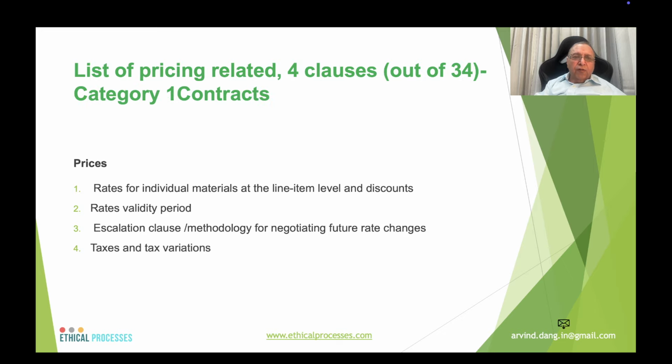Pricing related clauses, 4 numbers. What the negotiating team must negotiate are rates for individual materials at the line item level and discounts, rate validity periods, escalation clauses, methodology for negotiating future rate changes, and taxes and tax variation clauses.